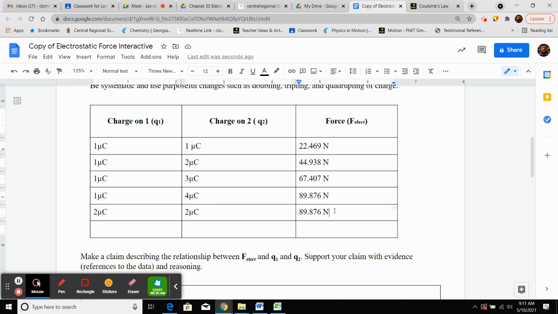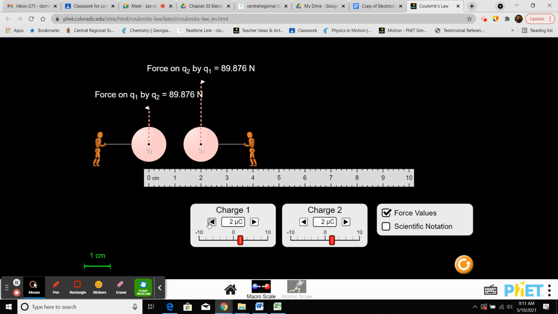Are we adding then? Because if I were adding, 1 plus 4, this should be 5 times, and 2 plus 2 would only be 4 times. So let's just try this for a second. 1 and 6, what value do I have? 134.813. So this is by increasing one of the values by 6.